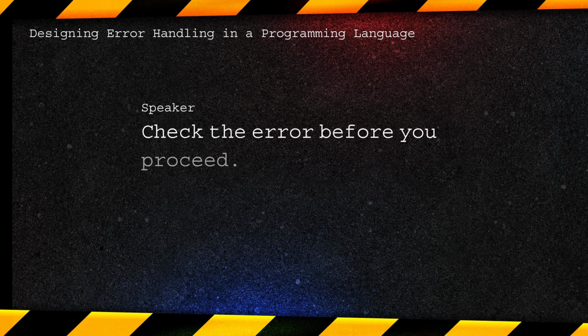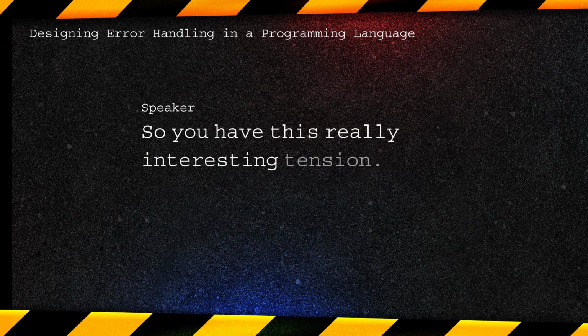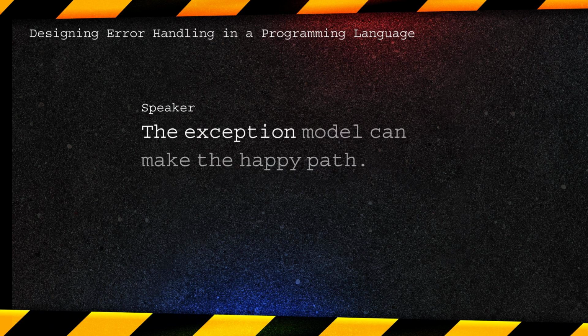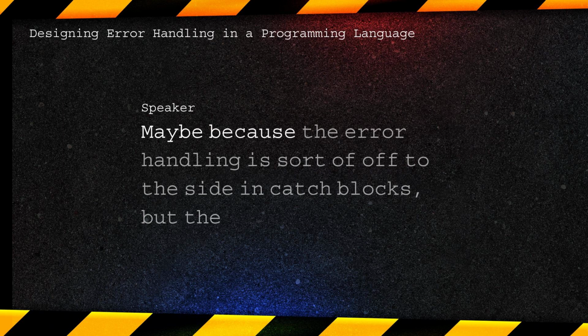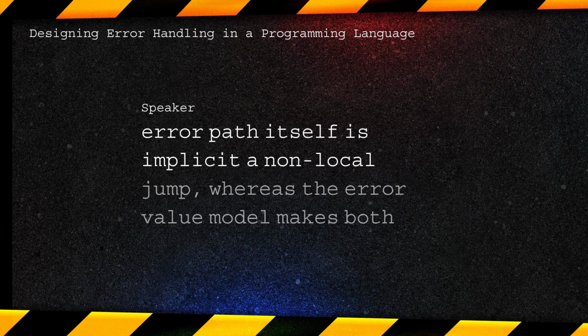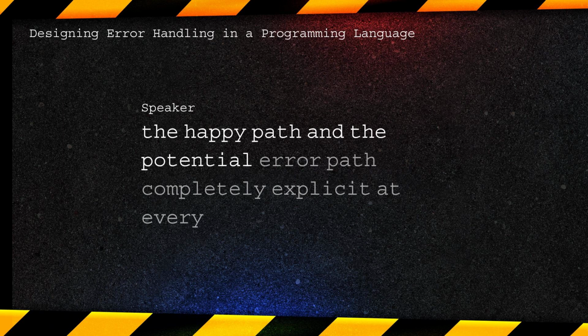Check the error before you proceed. Right. So you have this really interesting tension. The exception model can make the happy path, the code where everything works, look cleaner, maybe, because the error handling is sort of off to the side in catch blocks. But the error path itself is implicit, a non-local jump. Whereas the error value model makes both the happy path and the potential error path completely explicit at every step.